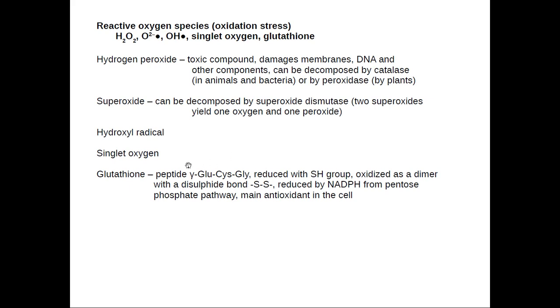So there are 2 of these peptides connected with a disulfide bridge, and the reduced form with the SH group can react with all these molecules and be converted to this oxidized form, and it can be reduced back by NADPH, and therefore we can see NADPH as a kind of main antioxidant in a cell.